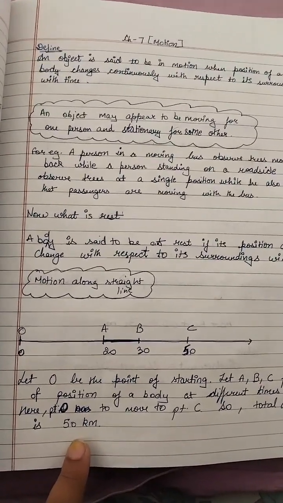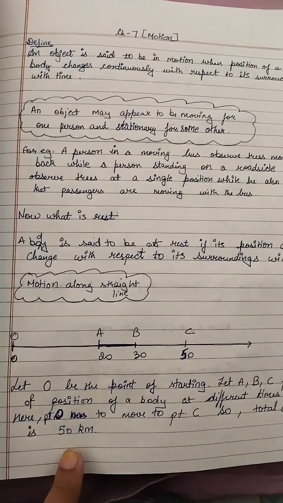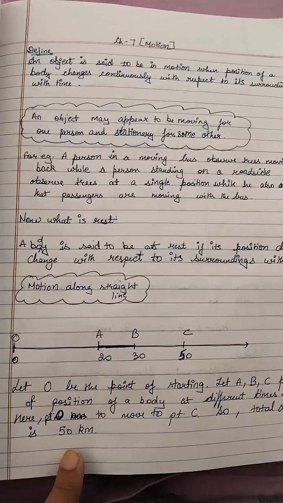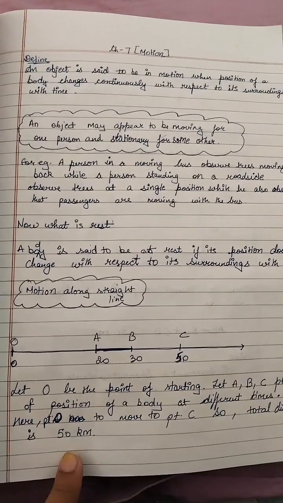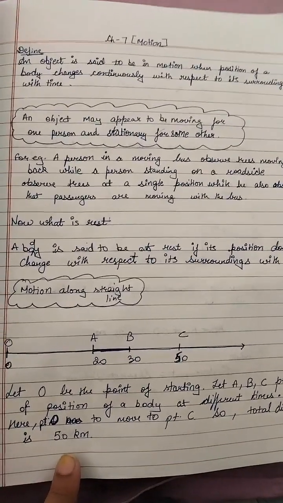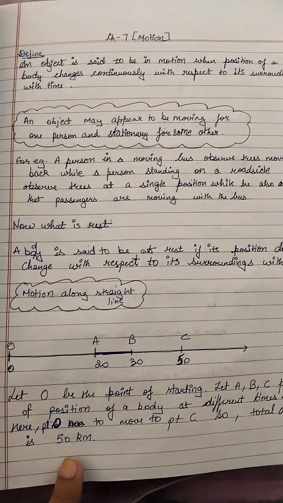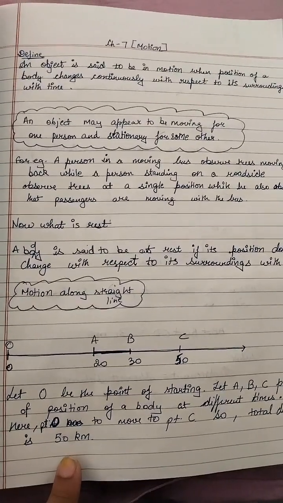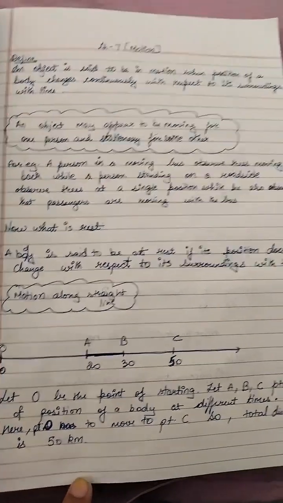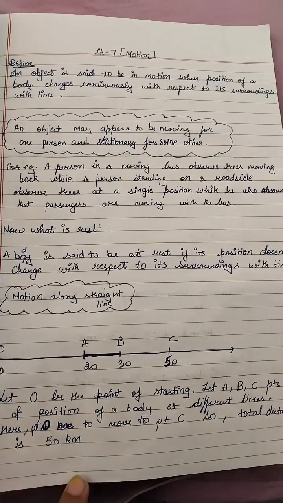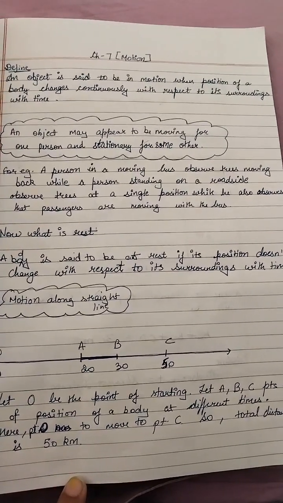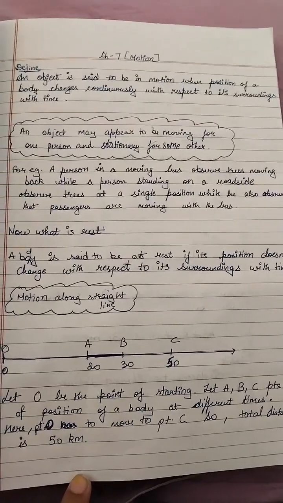Here we go. First, do you know what is motion? An object is said to be in motion when the position of a body changes continuously with respect to its surroundings and with time. There is one fact that an object may appear to be moving for one person but stationary for another. For example, a person in a moving bus observes trees moving back, while a person standing on a roadside observes trees at a single position, while he also observes that passengers are moving with the bus.